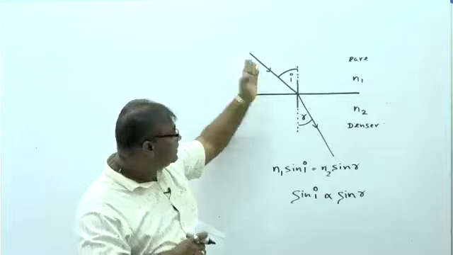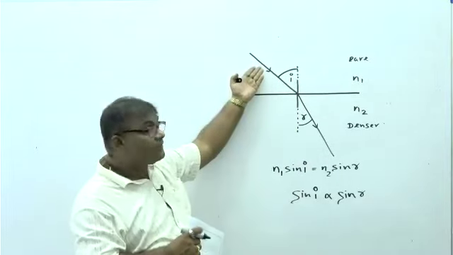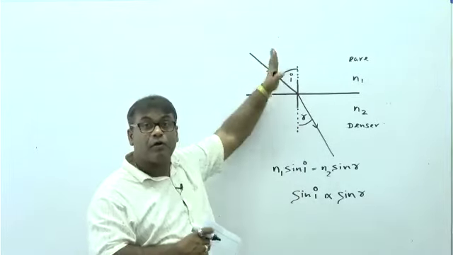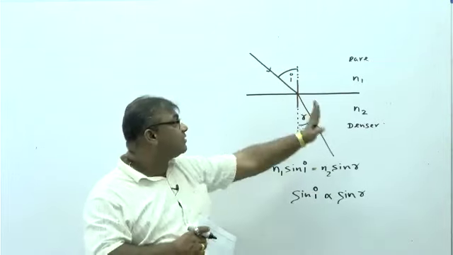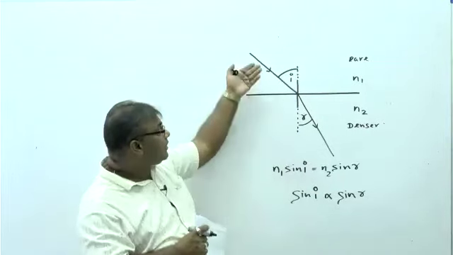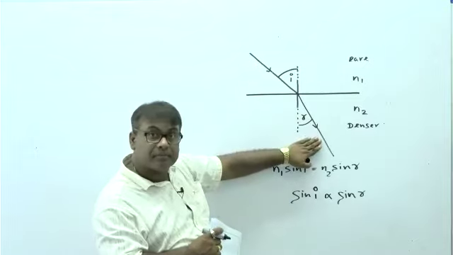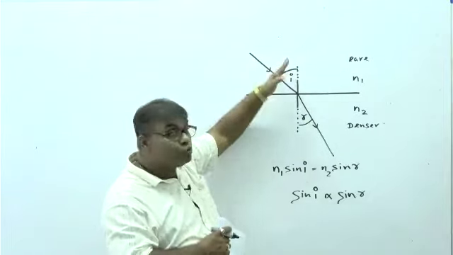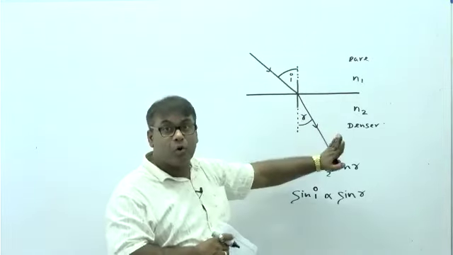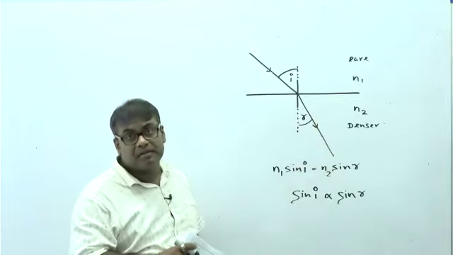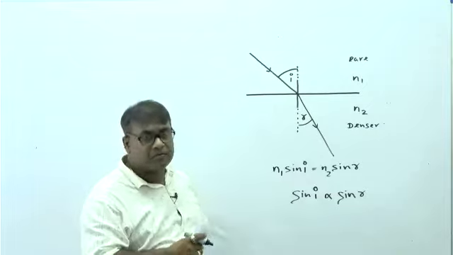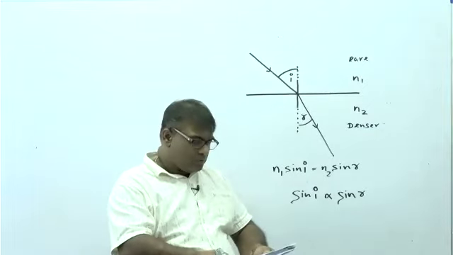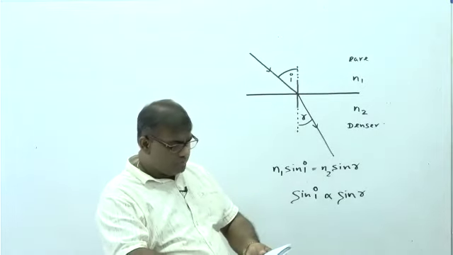The first law is: the ray of incidence and the ray of refraction lie on two mediums, either side of the normal, and lie in the same plane. That is the first law. These two laws should be memorized, right? Okay. Write down the laws of refraction.